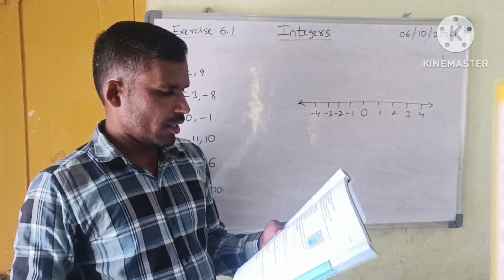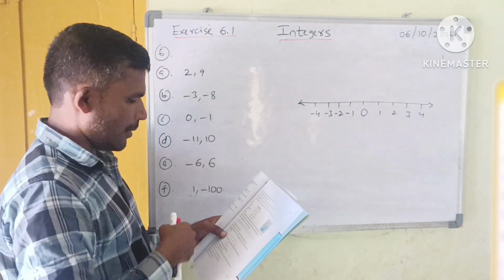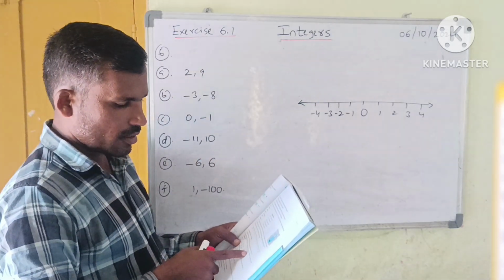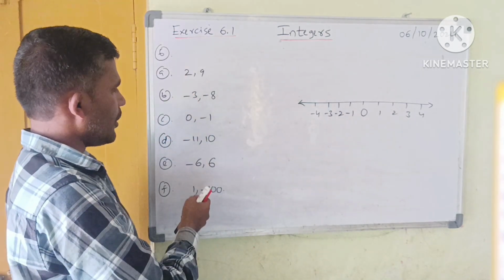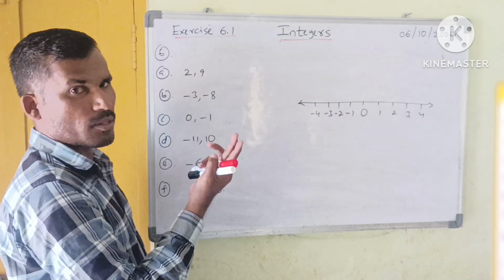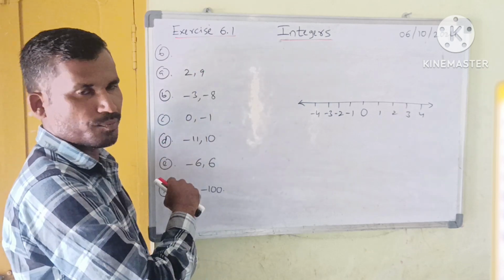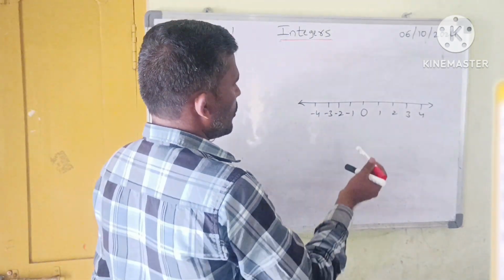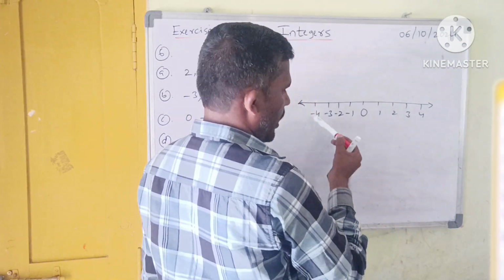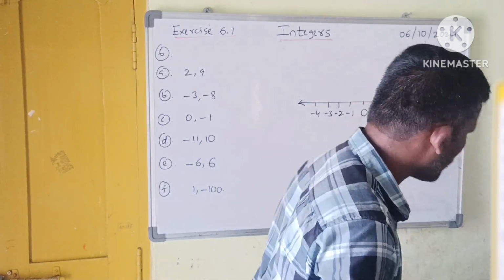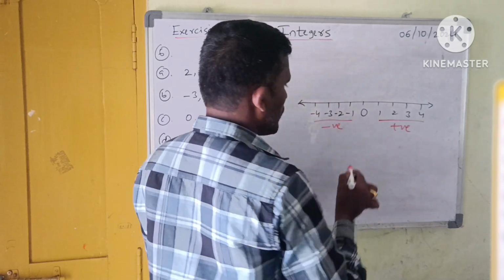Okay. Next, sixth bit. In each of the following pairs, which number is on the right side of the other on the number line? So in the given pair of two numbers, which number is right side to the other one. Here I am taking the number line: 0, 1, 2, 3 are positive, and these are the negative integers.